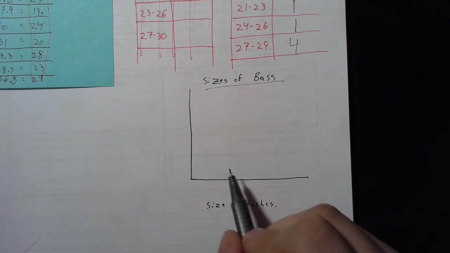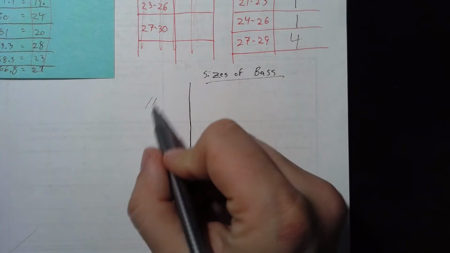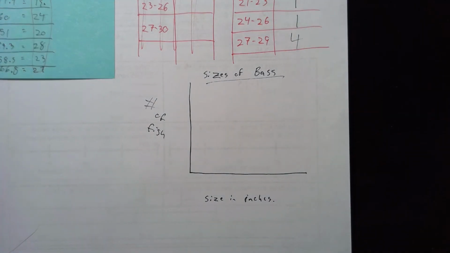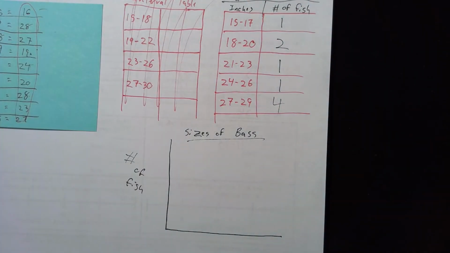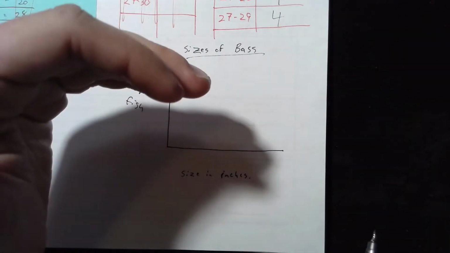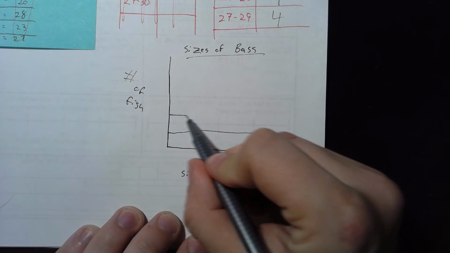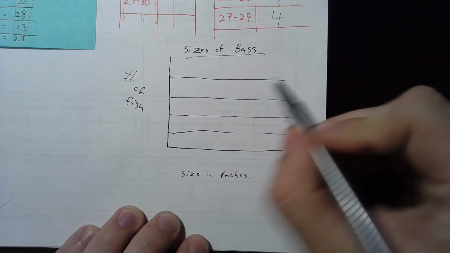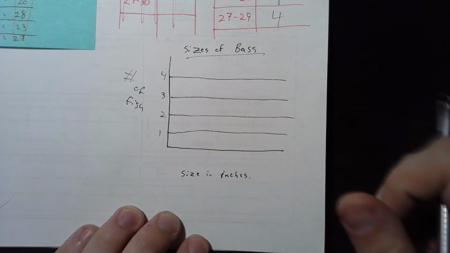Now, the side sections, these are going to be the number of fish. Now, it looks like we only have to go up to 4, so we don't have to make this one very high. So, I can spread these bars out. We've got 1, 2, 3, 4, because I don't have to go any higher than that.